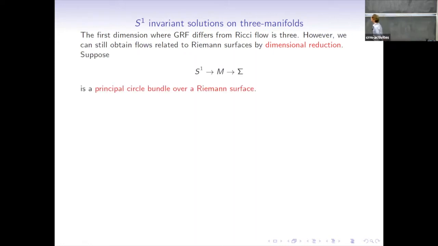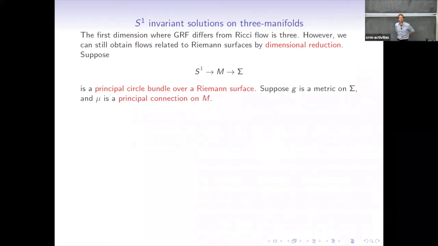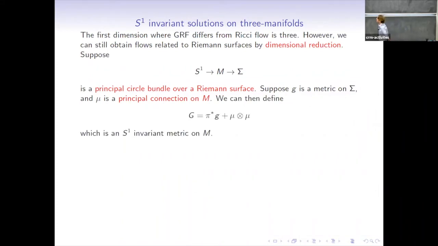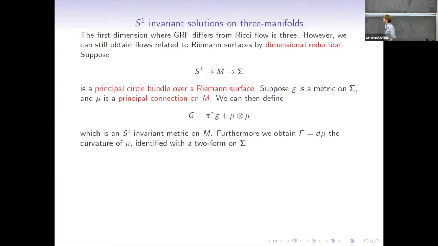So I start with a 3-manifold, which is a principal circle bundle over a Riemann surface sigma. And I fix a metric on sigma and a principal connection on M, call that mu. And then I can define an S1-invariant metric on the total space in the usual way: pull back G plus mu times mu. You get an S1-invariant metric on the total space. And then I can get the curvature of mu, call that F. So I'm using the abelian structure here and suppressing some identifications, but in any case, F can be identified with a 2-form on sigma.